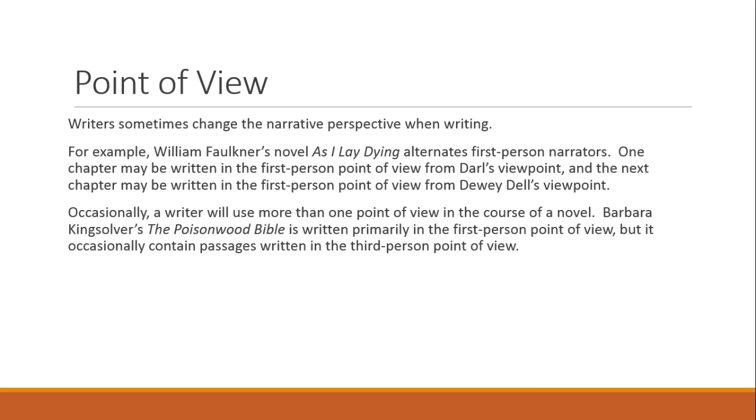Writers sometimes change the narrative perspective in their writing. For example, William Faulkner's novel As I Lay Dying is written in the first person point of view. However, he alternates characters. So one chapter might be written in the first person view from Darl's viewpoint, but the next chapter might be written in the first person point of view from Dewey Dell's viewpoint.